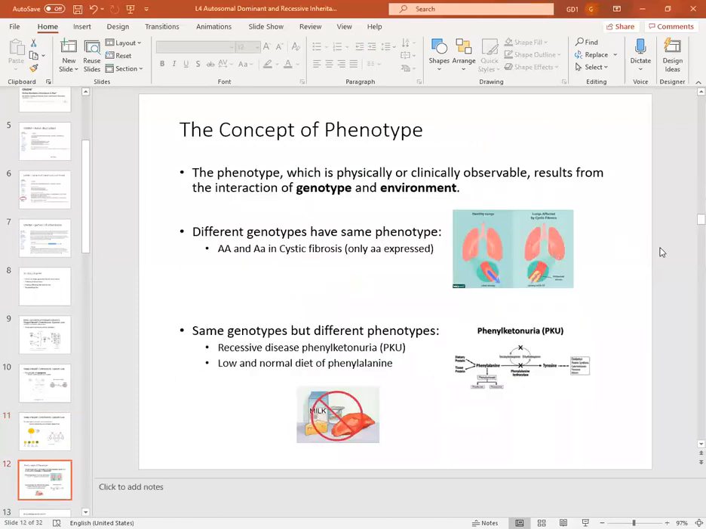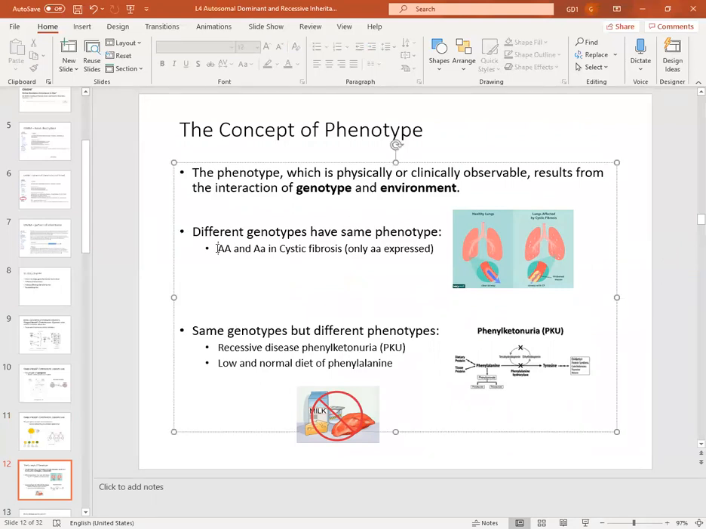So another one is also very basic. We have the concept of genotype. The phenotype is a combination of the genotype and environment. This we accept already. This slide just provides a clearer relation with disease. With different genotypes, we can have the same phenotype.